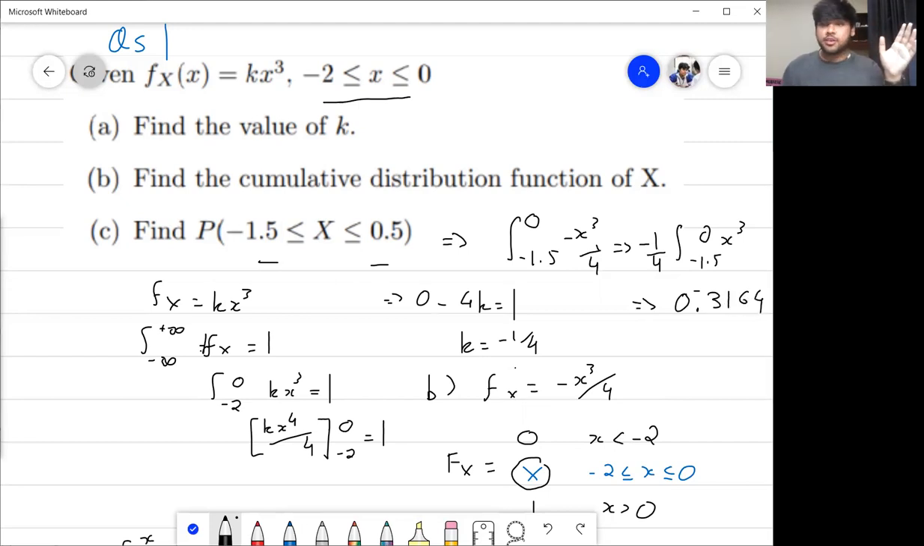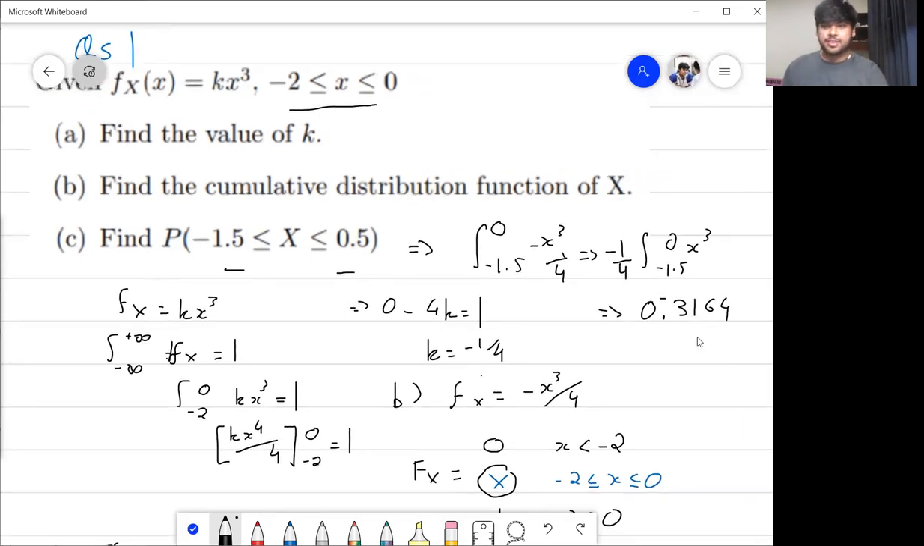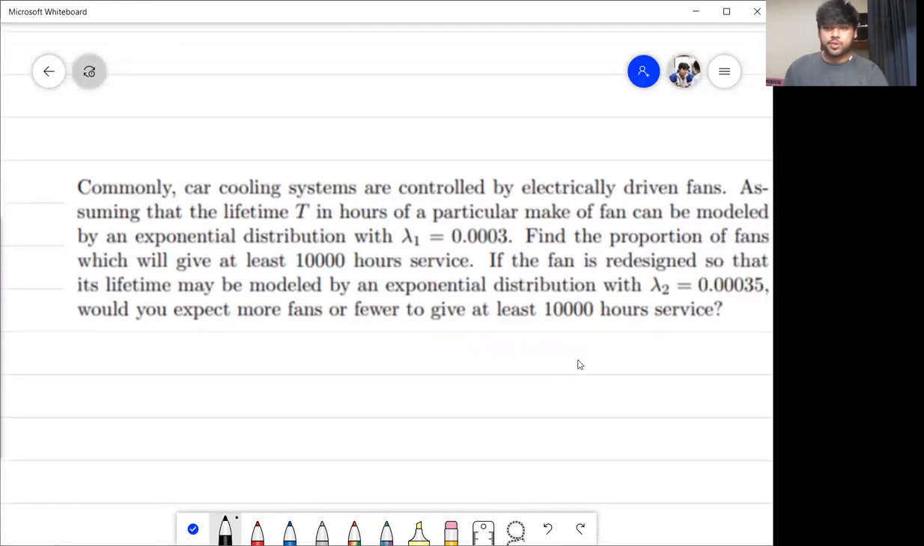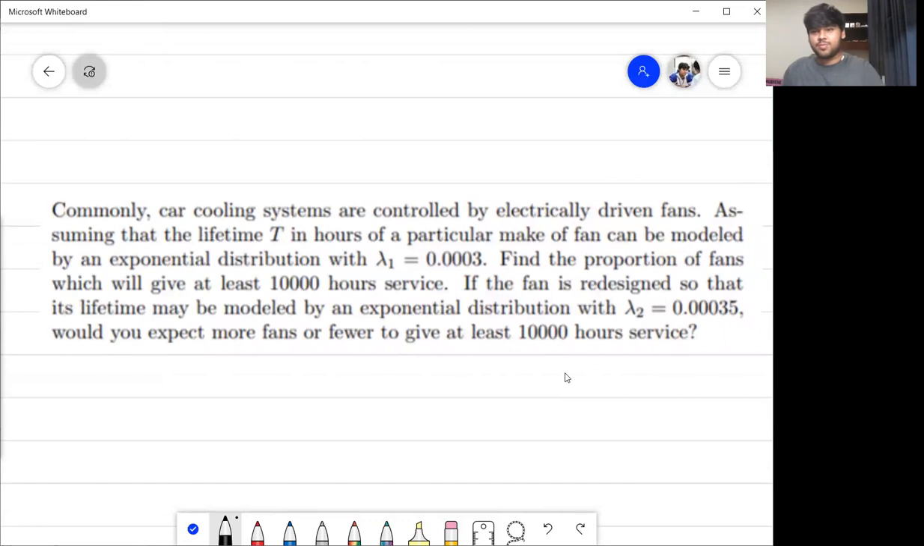Yeah. Are there any confusions? If not, I'll just move to the next question. I'll take that as a no. Okay. So this is question 2. I'll let you guys read it out if you want.